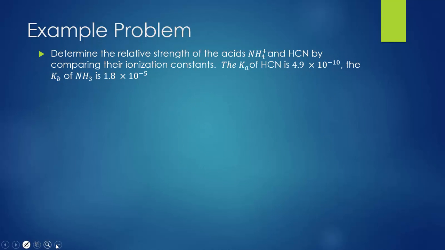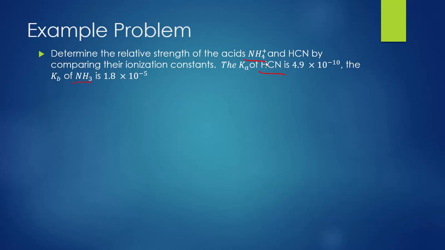Another example problem: determine the relative strength of the acids NH4+ and HCN by comparing their ionization constants. It's not uncommon that we can look up Ka and Kb, but sometimes we only have Kas or we only have Kbs. Here we're only given the Ka of HCN. For NH3, we are given a Kb.